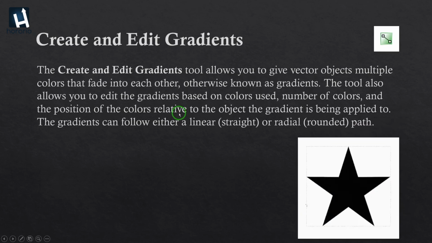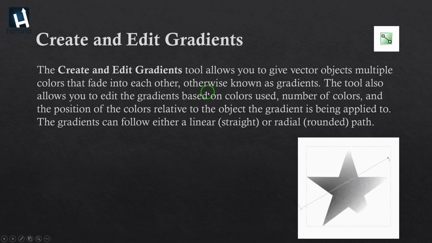Okay, so let us go to our next tool, that is create and edit gradients. This is the icon. So the create and edit gradient tool allows you to give vector objects multiple colors that fade into each other, otherwise known as gradients. This tool also allows you to edit the gradients based on the colors used, number of colors and the position of the colors relative to the object the gradient is being applied to. The gradients can follow either a linear, straight or radial, means rounded path.